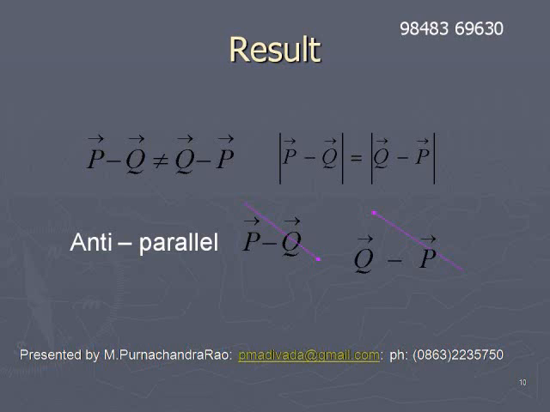But the magnitude of p bar minus q bar is equal to the magnitude of q bar minus p bar. If the vector is represented between two vertical lines, then it represents the magnitude of the vector. So the magnitude of p bar minus q bar is equal to the magnitude of q bar minus p bar. But the directions are not equal, hence they are not equal vectors, but their magnitudes are equal.